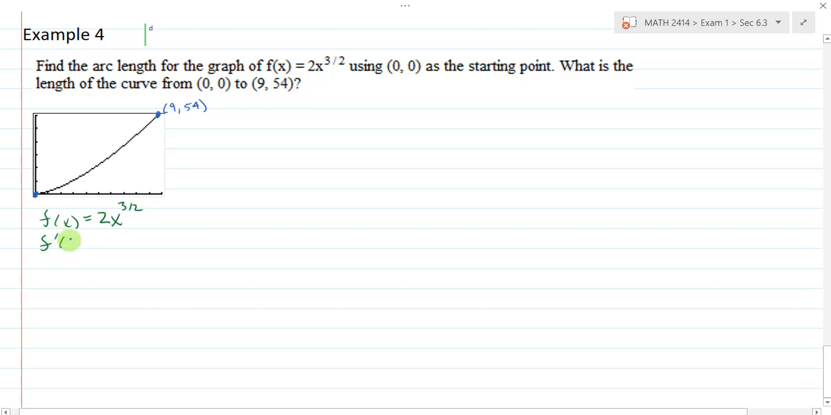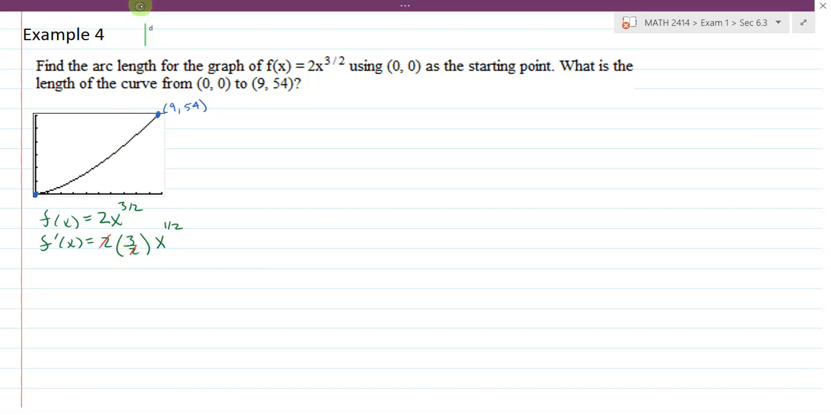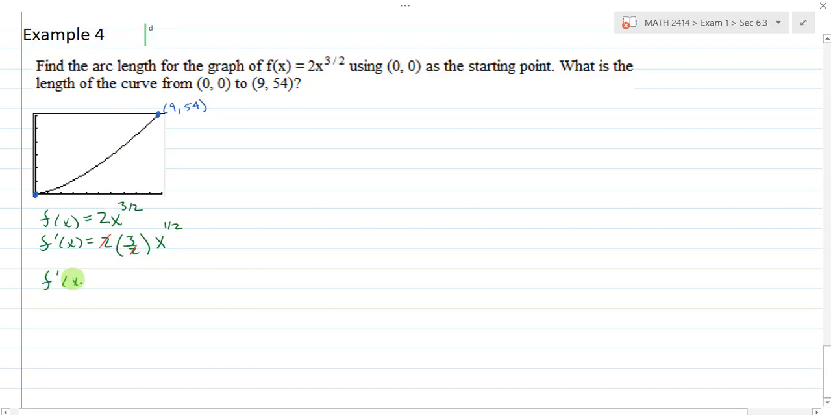F prime of x is going to be 2 times 3 halves times x to the 3 halves minus 2 halves, which is 1 half. Now sometimes this section can get confusing because you are taking derivatives and then you're evaluating integrals, and the process for doing that is just the opposite. When we take the derivative, we multiply by the exponent, subtract 1 to get a new exponent. So the 2's here are going to cancel out. That gives us f prime of x is going to be equal to 3 square roots of x, because x to the 1 half is the square root of x.